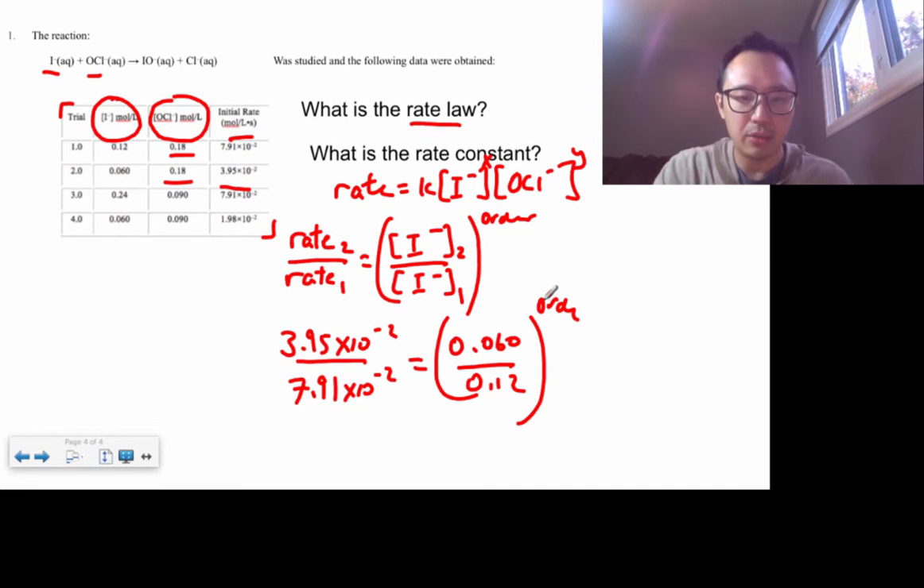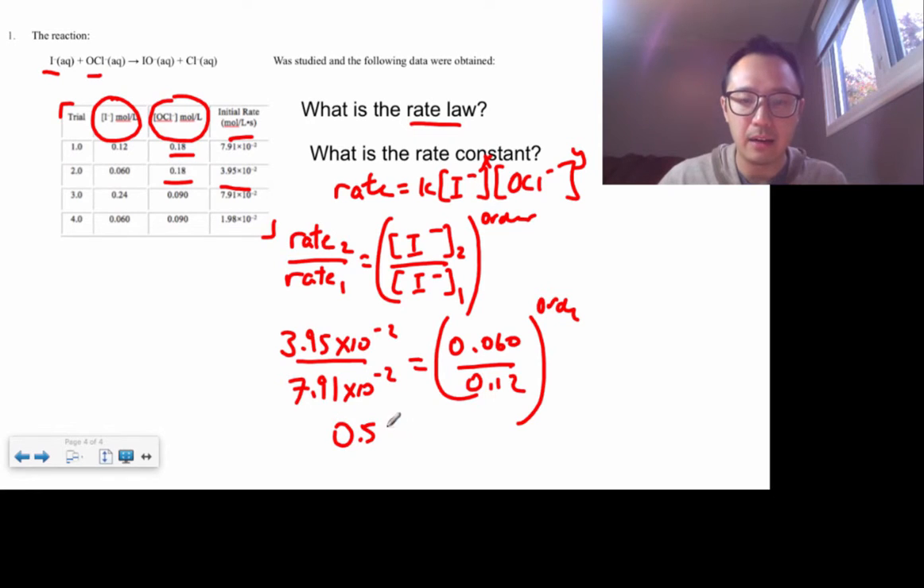So then I'm going to punch this in the calculator, 3.95 times 10 to the negative 2 divided by 7.9.